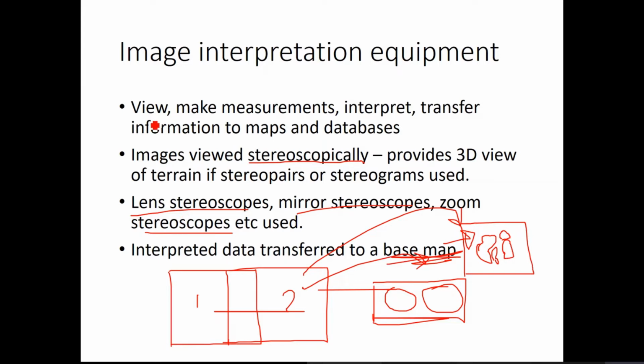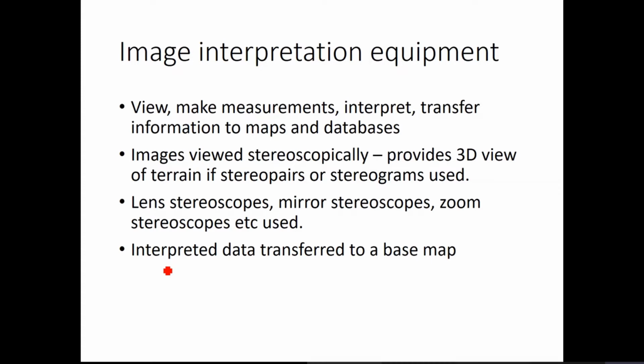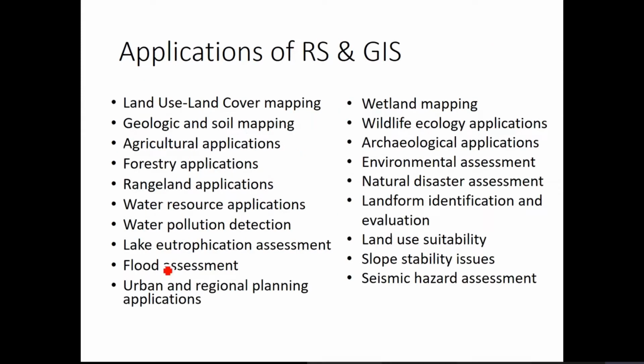So once you do that, you are viewing, making measurements, interpreting the data, and finally transferring that information into a map or a database. You are creating a new base map or a database in GIS which covers all the data that you have interpreted from a stereo pair or maybe a soft copy of an aerial photograph. Clear? Moving forward. So what are the applications of this?